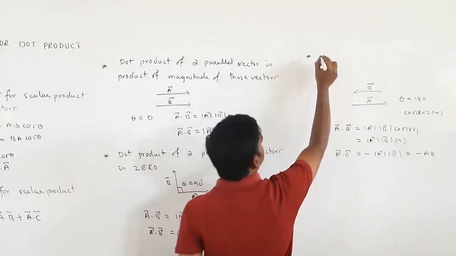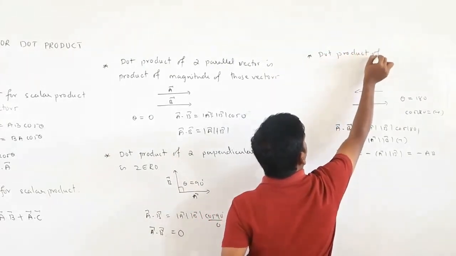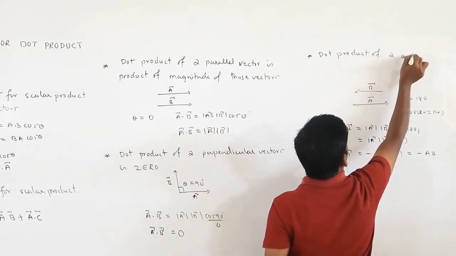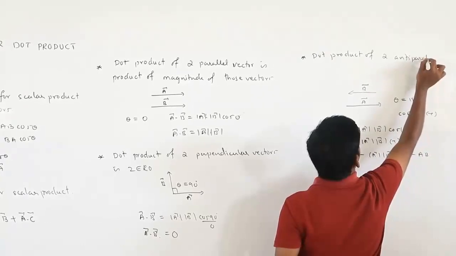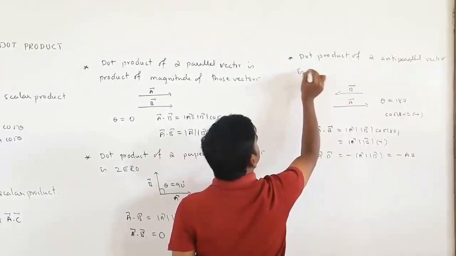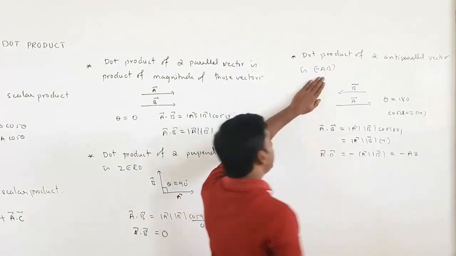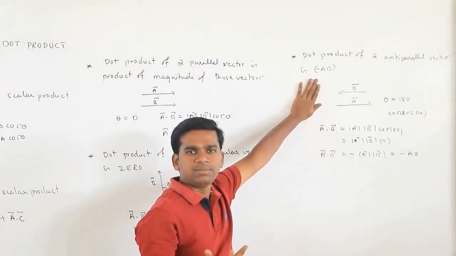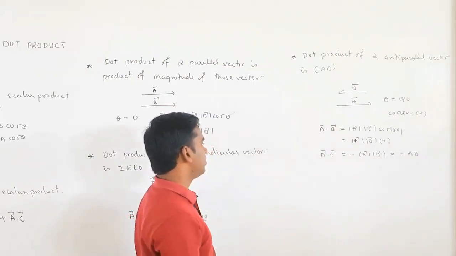So the dot product of two anti-parallel vectors is minus AB. Or in words, the negative of the product of the magnitudes of those vectors. So this is what you will get, negative.